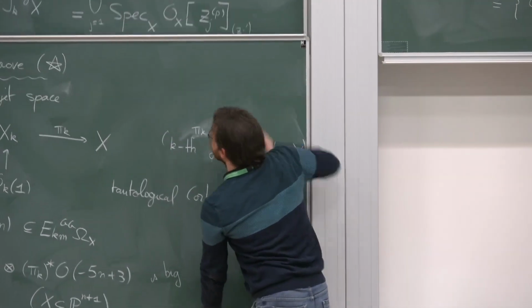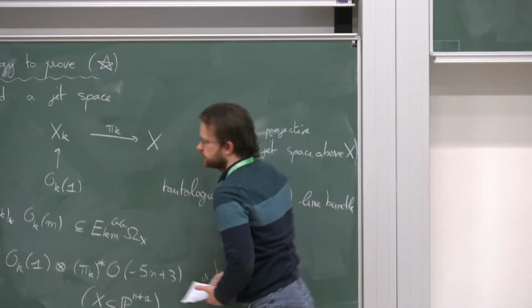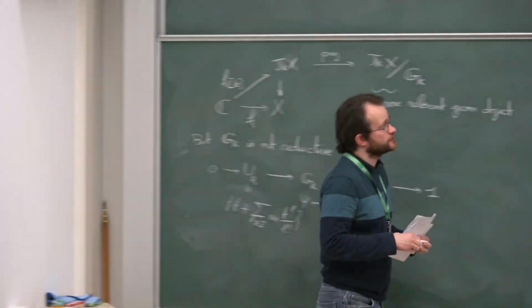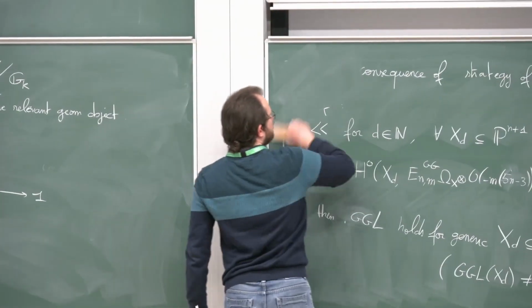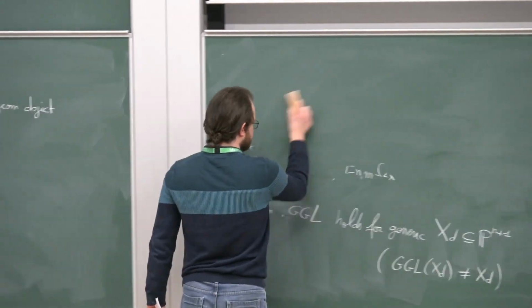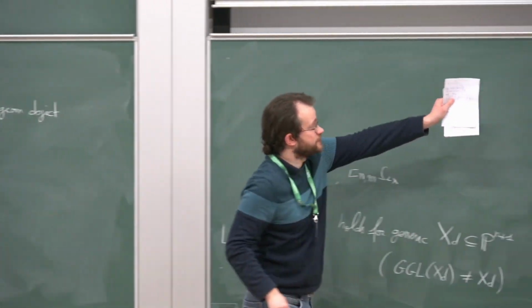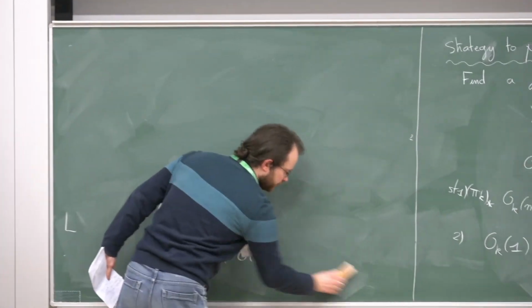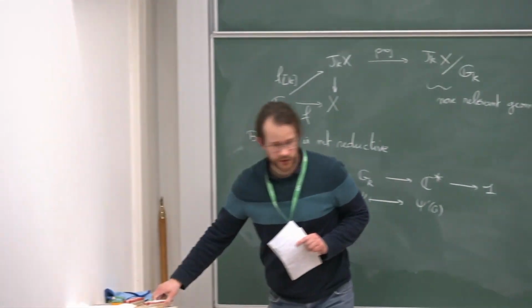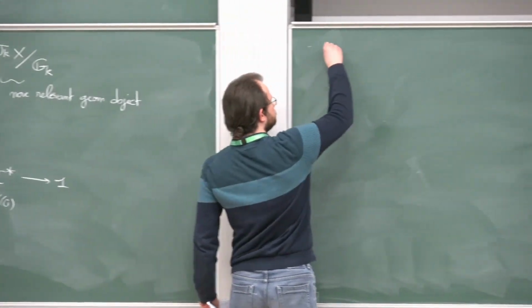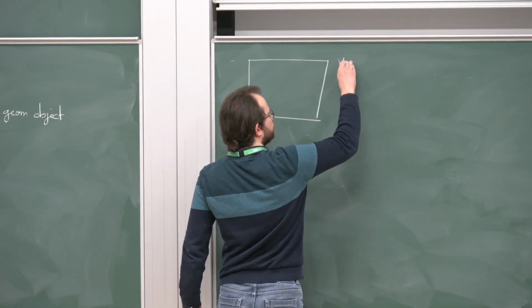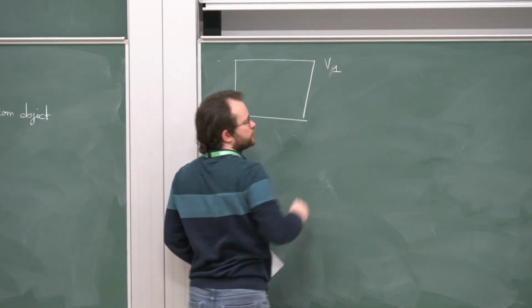And now I claim that G_k, the group G_k, has a geometric quotient on each of these charts. More precisely, on each of these charts, you can write the space V_j as a product between G_k and the quotient. So why is that so? To explain that, I'm going to draw this picture. I'm going to explain this with V_1, just to simplify.